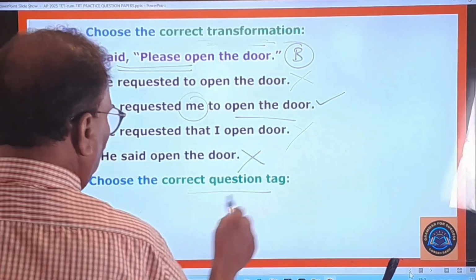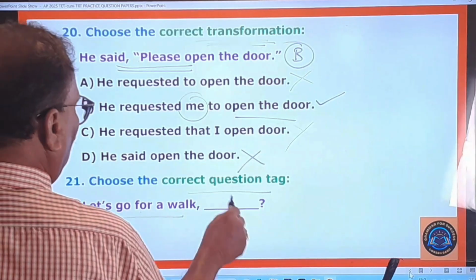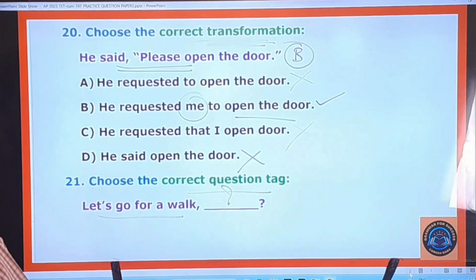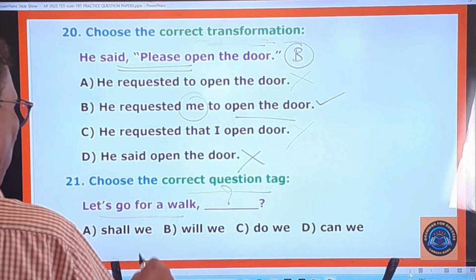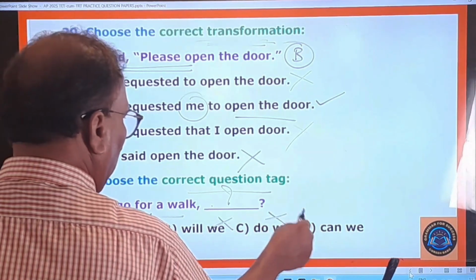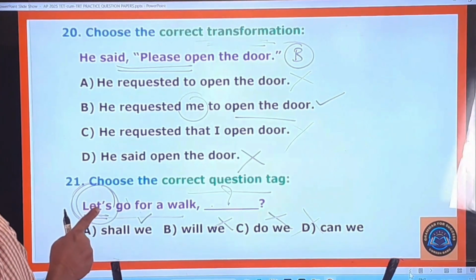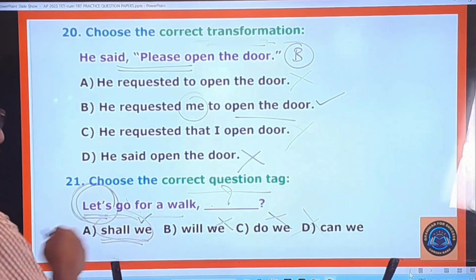Choose the correct question tag. So what is the sentence given here? Let us go for a walk. And what question tag should be used there? So here these are the options given, and the very first one, shall we, must be used here, not will we, do we, can we, because whenever the sentence begins with let's you must use blindly only shall we.